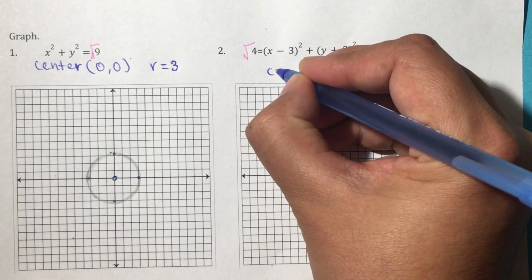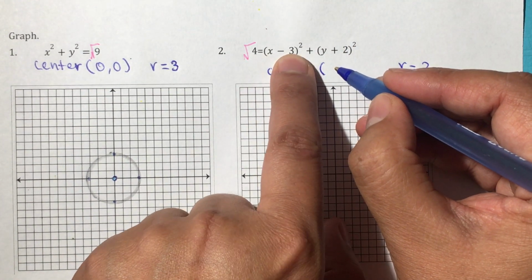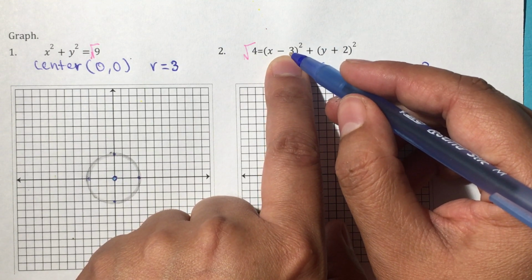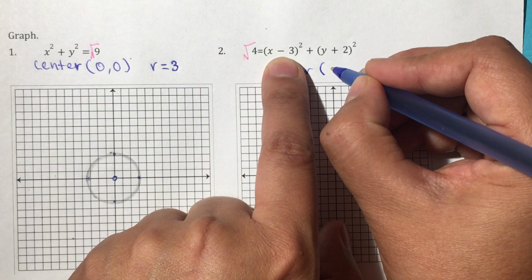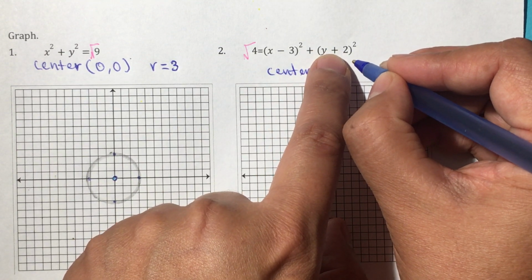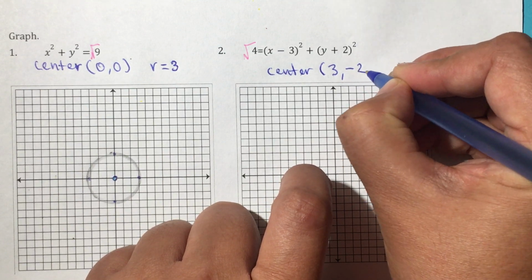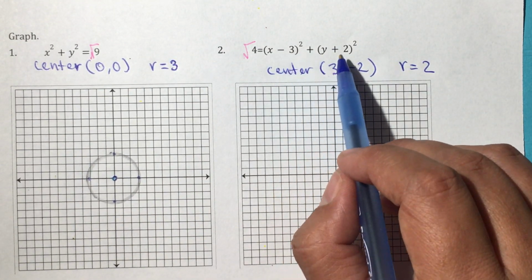For the center, remember that for x it is the opposite of what you have in here. It's negative h. So if it's negative, negative 3, it will be positive 3. In here is positive 2, the opposite of that, so it's negative 2. Okay, always change the sign for x and for y.